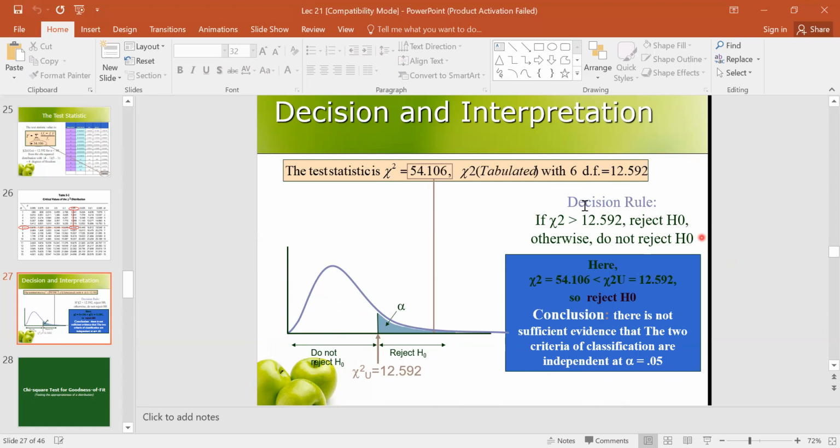The decision rule is according to this. Here our calculated value is 54 and our tabulated value is 12.59, so this satisfies the critical region criterion: it falls in the critical region. So we can say there is not sufficient evidence that the two criteria of classification are independent. We cannot say they are independent at the 5% level of significance. This is how we can calculate the chi-square test of independence.